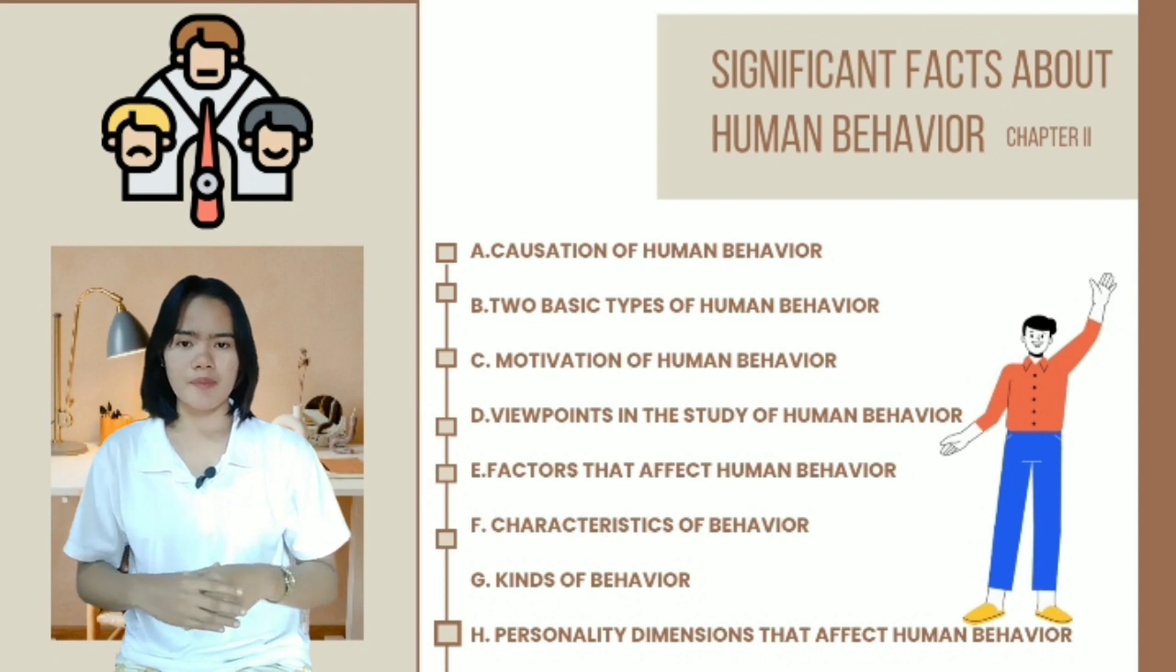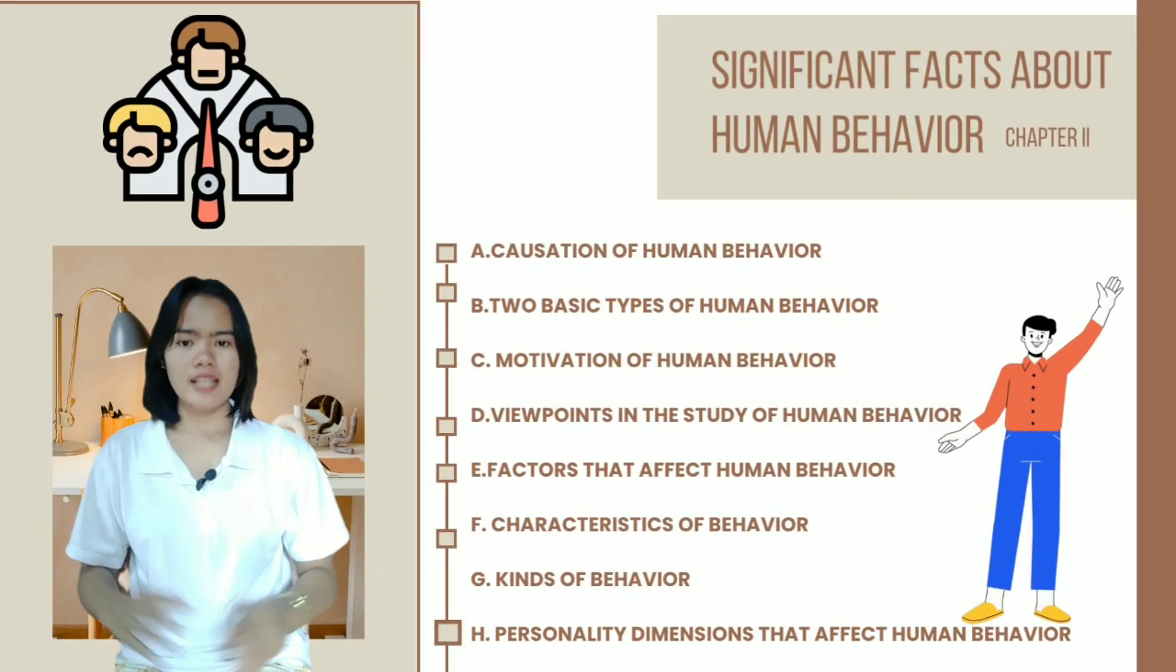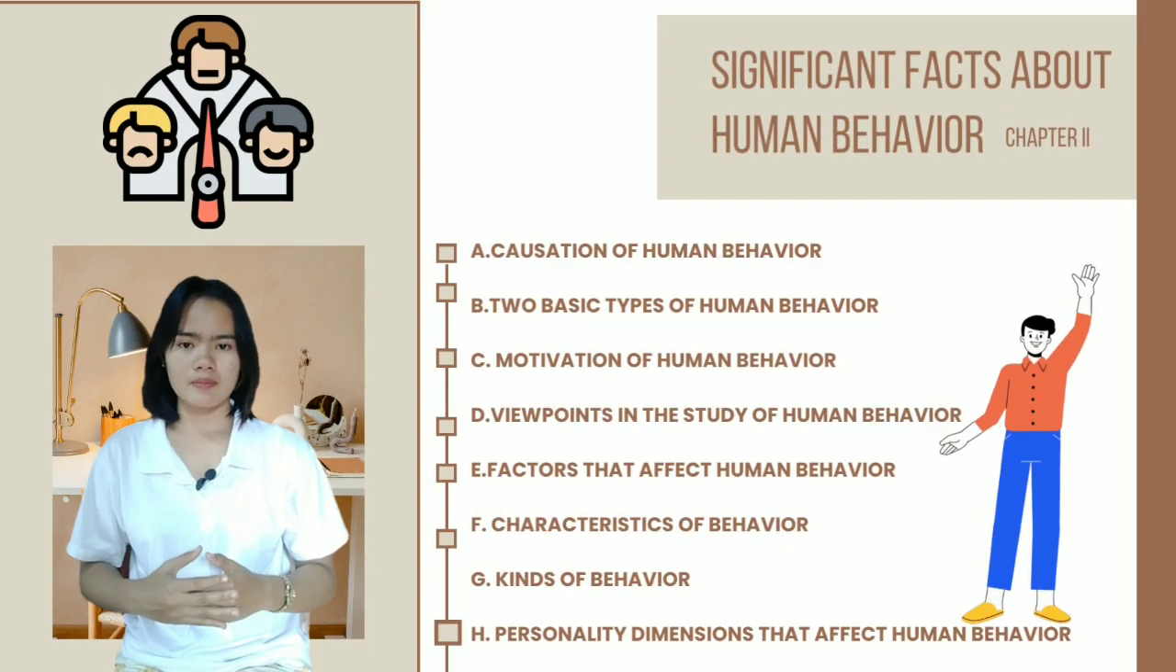The topic in Chapter 2 of Human Behavior was the personality dimensions that affect human behavior. We have the extroversion, neuroticism, and psychoticism.